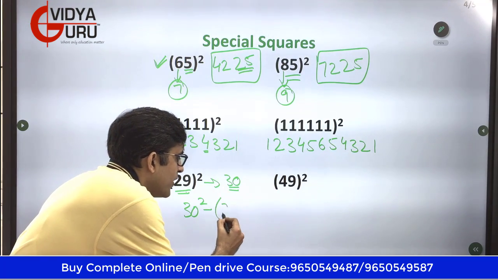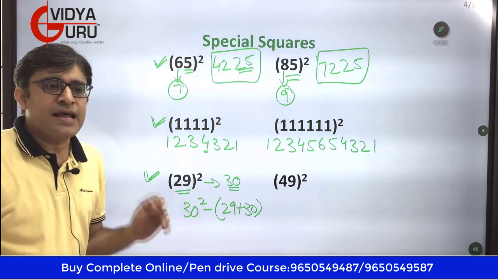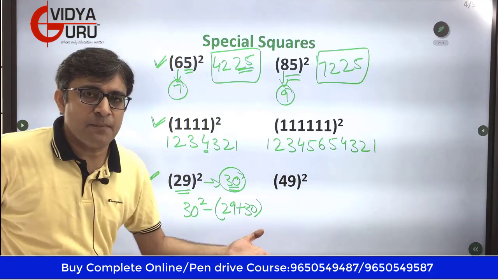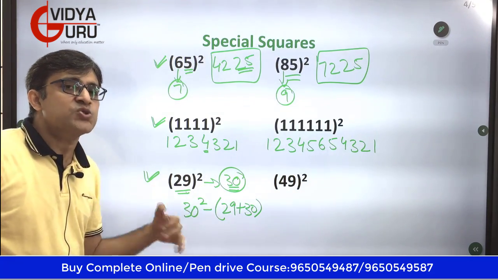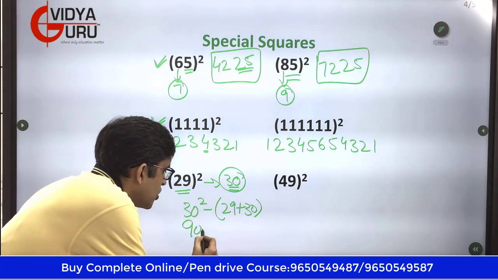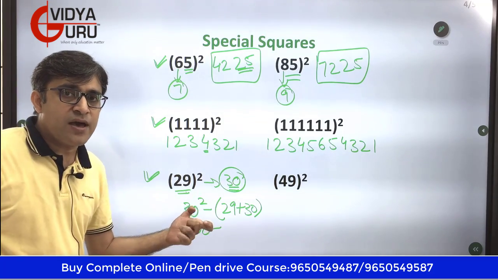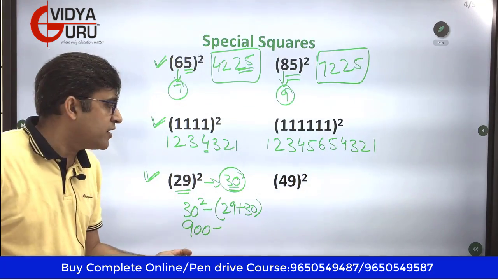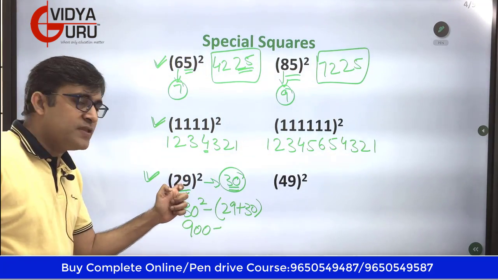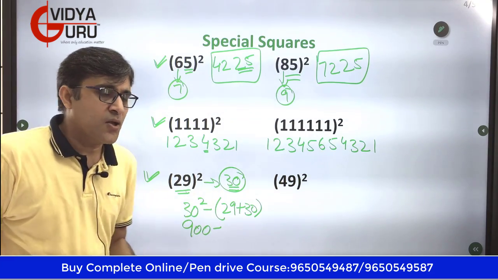29 plus 30. That means I am looking at the next number. The next number I am going to have the square of it. So 30 square is 900. Sure? And from this square I am going to subtract the sum of the number and the number which is 1 more than it.